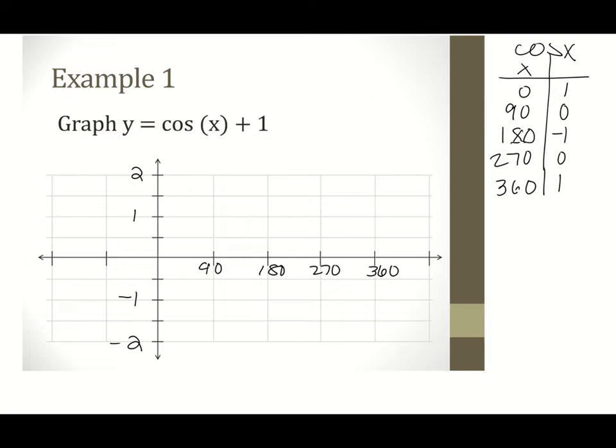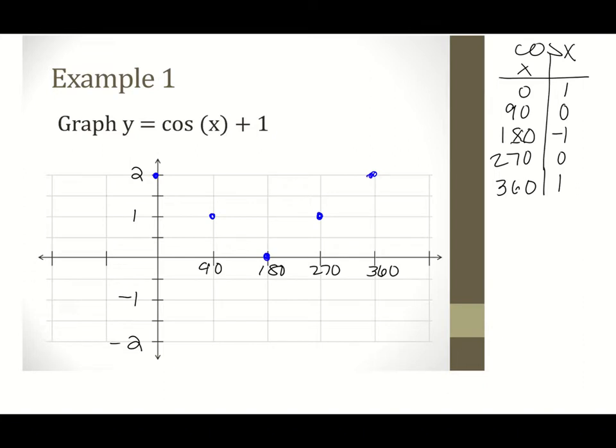So cosine usually starts at 1. However, now I'm adding 1. So 1 plus 1 is 2. 90 is usually at 0. If I add 1, I'm up at 1. 180 is usually at -1. Add 1, I'm at 0. 270 is usually at 0. Add 1, up at 1. And last, 360 is usually at 1. Add 1, we're at 2.